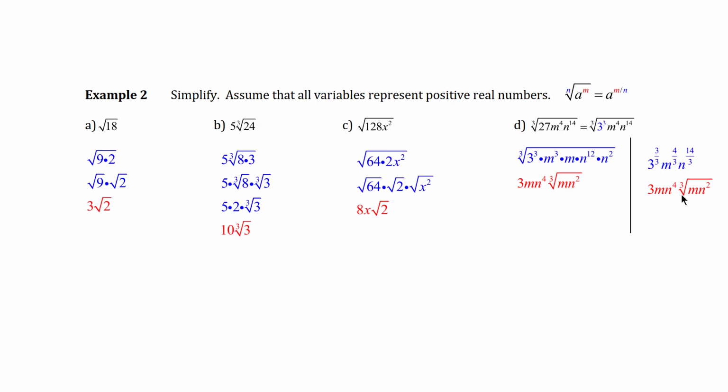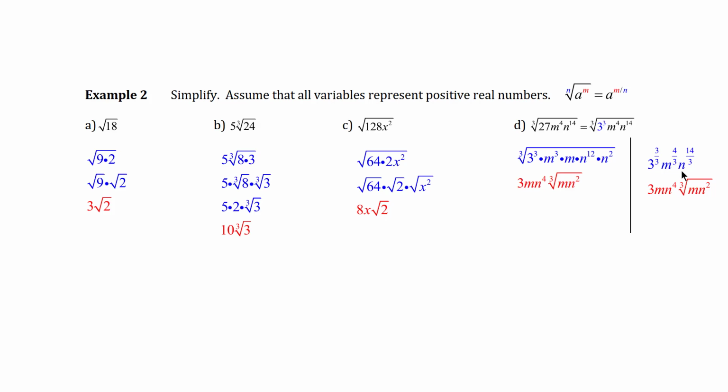Moving on to our next term, we have m to the 4 over 3 power. We just take the exponent of 4 and divide it by the index of 3. So 3 goes evenly into 4 one time. So this means we could just take 1m outside of the radical, and then we also have a remainder of 1. The remainder tells you how many m's you have left on the inside of the radical. Since the remainder is 1, we have m to the 1 power, or just m, left inside the radical.